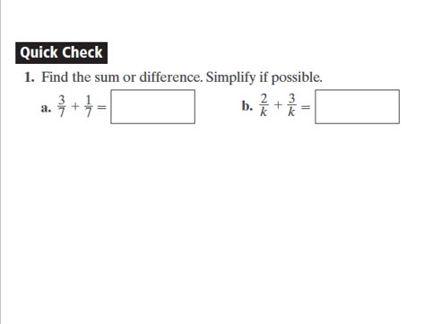Try the quick check on your own. Find the sum or difference, simplify if possible. Pause the video, try them, then start the video again to check your work. 3/7 plus 1/7 is 4/7, and 2k plus 3k is 5k.